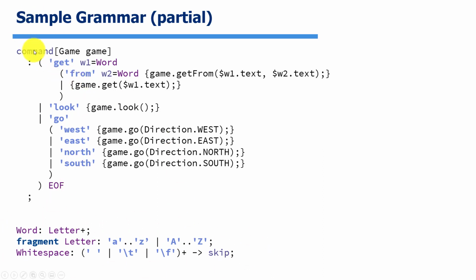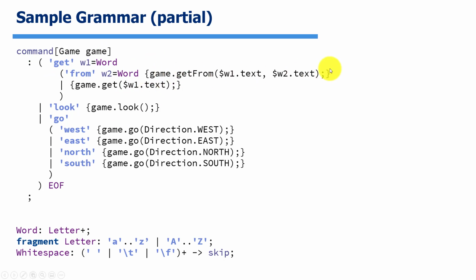The parser is defined using the lowercase rules here. So in this case, I'm saying a command, and I'm passing in a game as a parameter when I run this command check, is either get followed by a word, possibly followed by from another word, or nothing else. So it could be get something or get something from something. Those are your two options here.